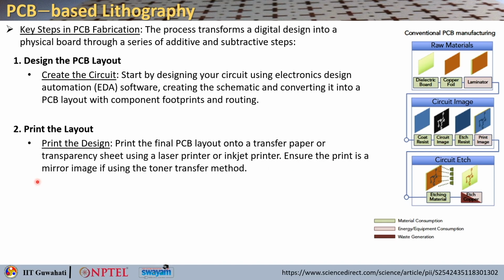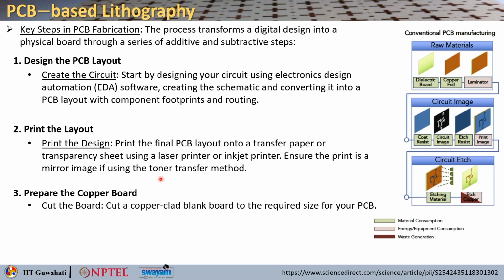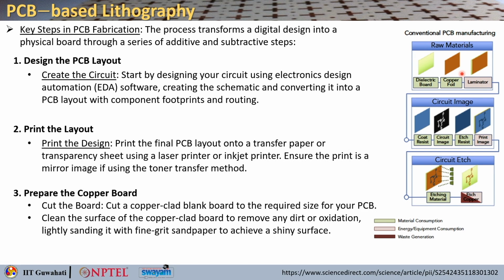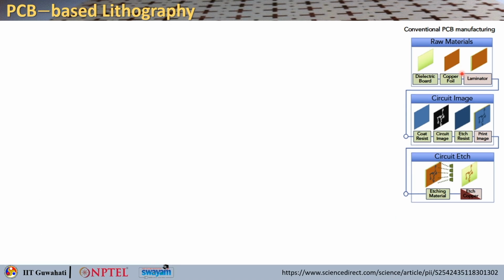So, this print is the mirror image if you are using the toner transfer method. Okay, and then you prepare the copper board. Okay, so you need to cut the board. You take this copper clad blank board and you cut it to your desired size of the PCB, and then you have to clean the surface of the copper clad board to make sure that there is no dirt or oxidation on it. Okay, so you can also use fine grit sandpaper. Okay, you can do a little bit of sanding to achieve a shiny surface.